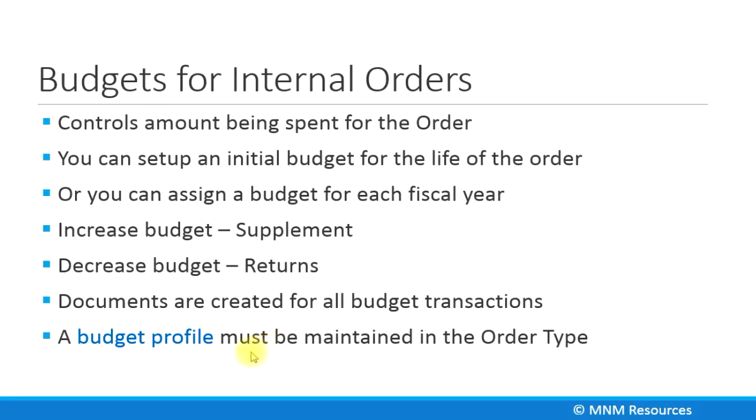And of course you must maintain a budget profile in the order type. In the example that we created in the internal order master data, we maintained a budget profile that is 1, many zeros followed by a 1. That's the budget profile we maintain. It's a default one given by SAP. It's enough for most of our tasks. So you must maintain a budget profile in the internal order type if you want to assign budgets to orders created under that order type.